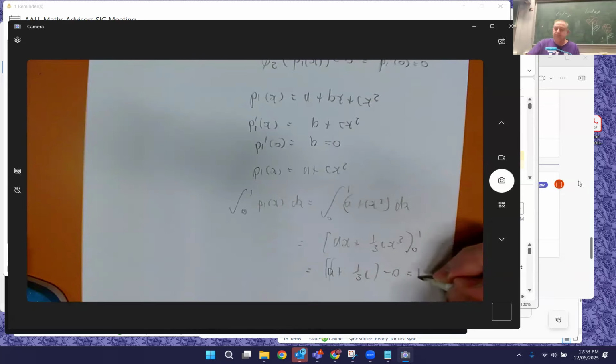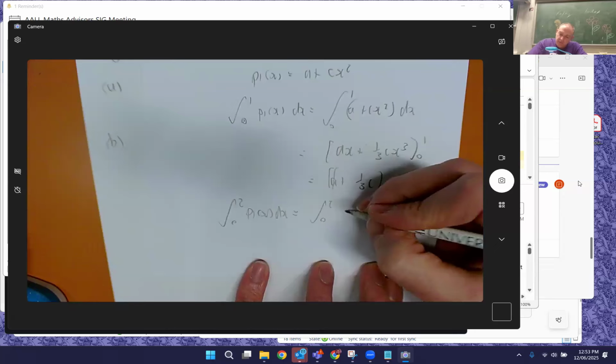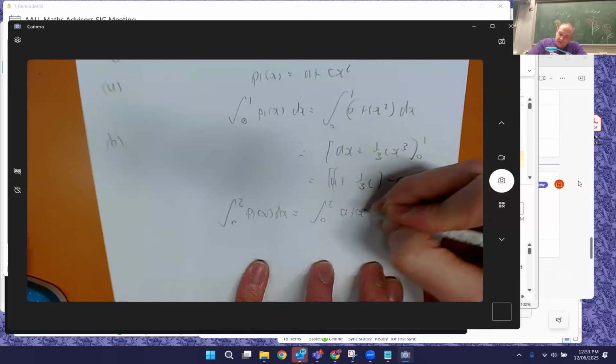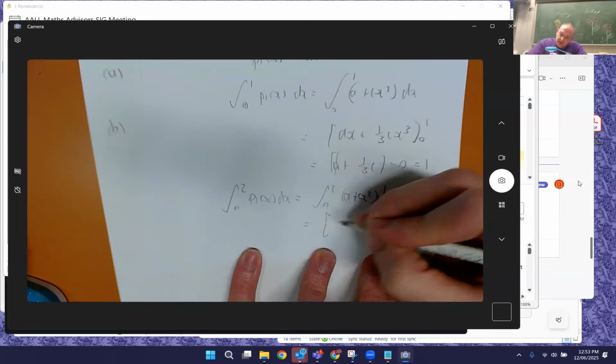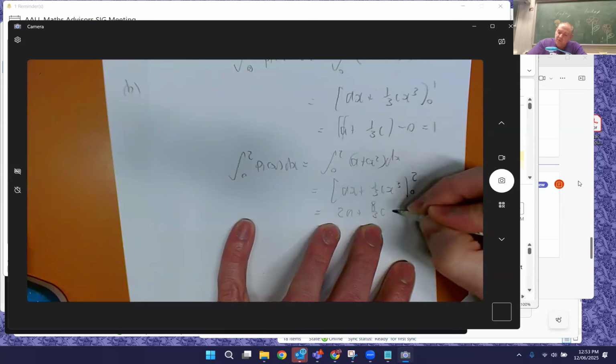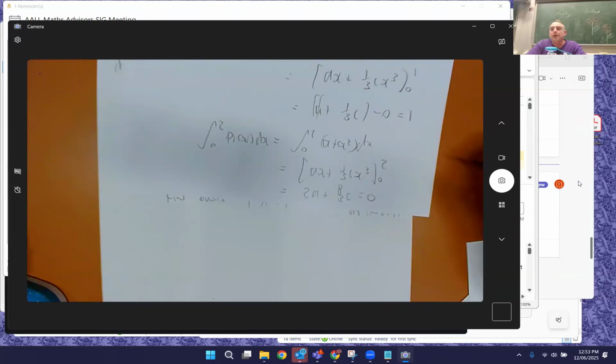But the integral from 0 to 2 of P1x dx is the integral from 0 to 2 of a plus cx squared dx, which will be ax plus 1/3 of cx cubed from 0 to 2, which will be 2a plus 8/3 of c, and that's supposed to be 0. And that's enough information to figure out what a and c are.